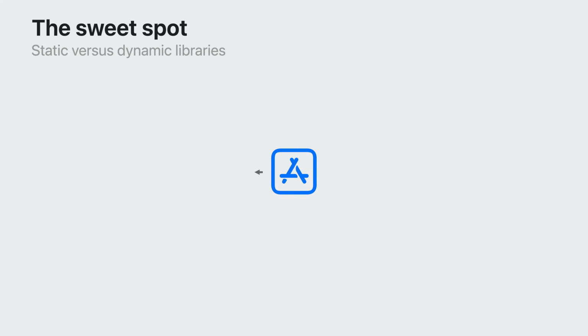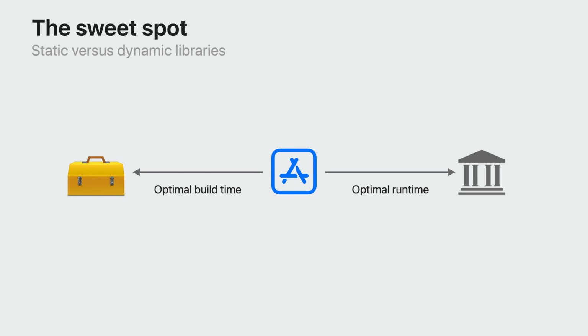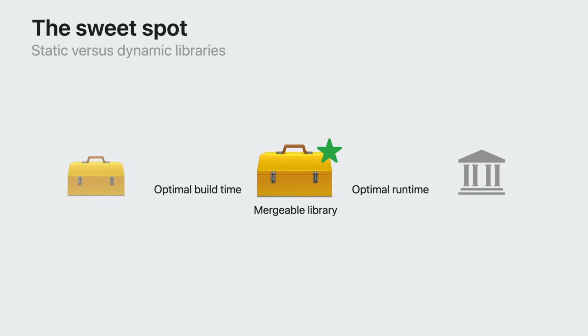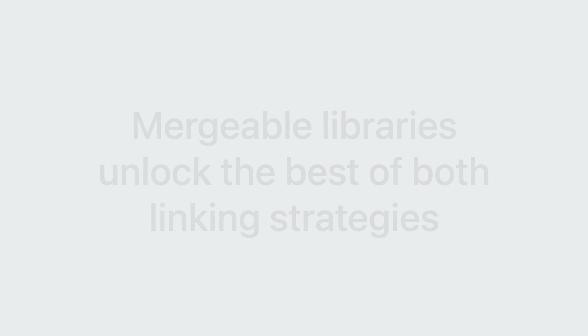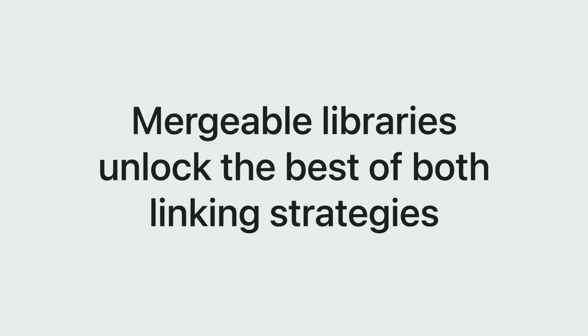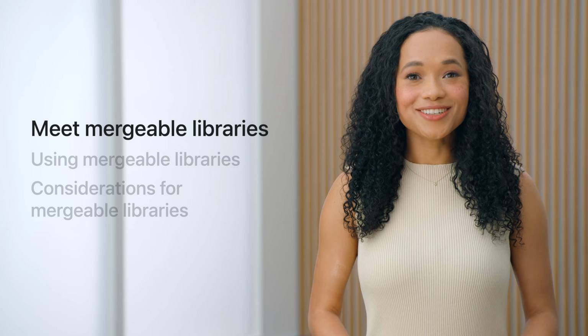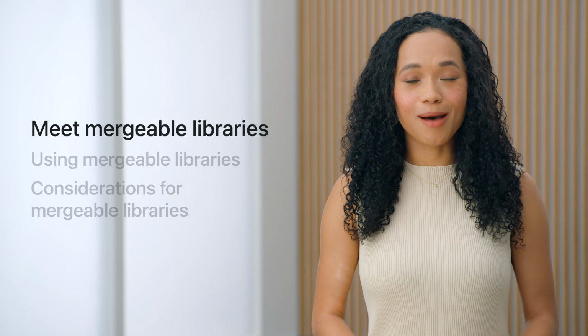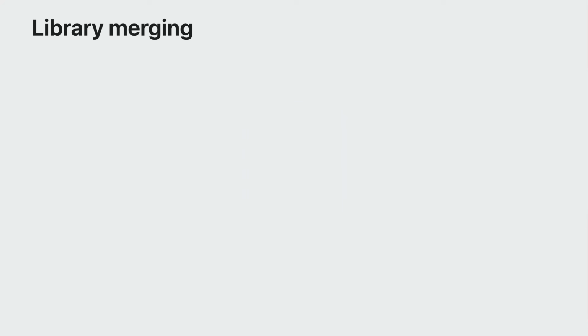So to recap, there are some trade-offs when deciding between using static and dynamic libraries. While dynamic libraries have little impact on build time but noticeable launch time consequences, static libraries provide minimal launch time impact but are costly on build time. Due to this, we have historically recommended measuring what's best for your app. With mergeable libraries, this is no longer needed. Mergeable libraries unlock the best of both linking strategies. I'll describe how mergeable libraries are able to optimize for performance and development.